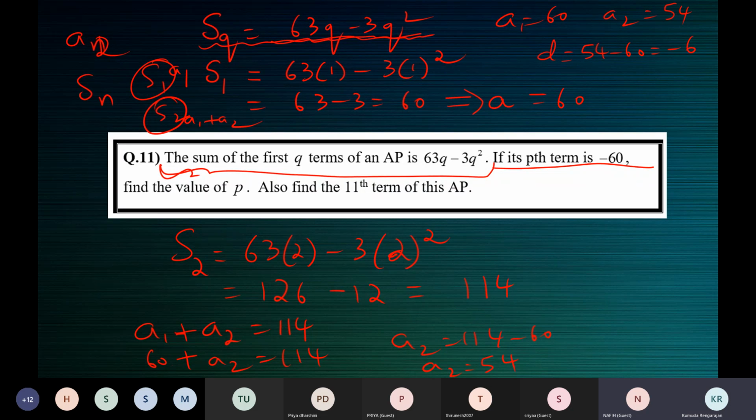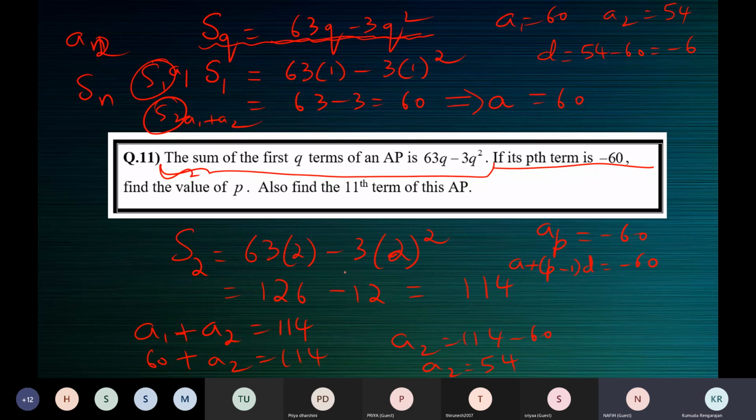The difference is minus 6. Now the pth term is minus 60. So a plus (p minus 1) into d is equal to minus 60.